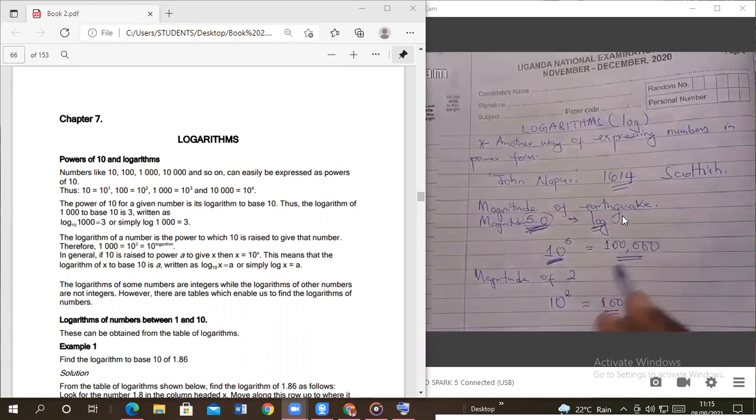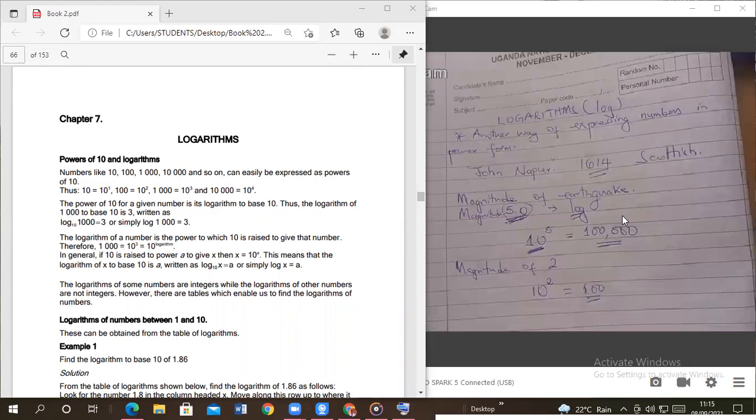One of the applications of logarithm, because he was trying to investigate how we can express earthquakes. The instrument that we use for measuring the level of earthquake is called a rectimeter. So it is the machine that we use to measure the magnitude of an earthquake. That's why those who want to become great geographers, those who deal with weather forecasts, learn this.